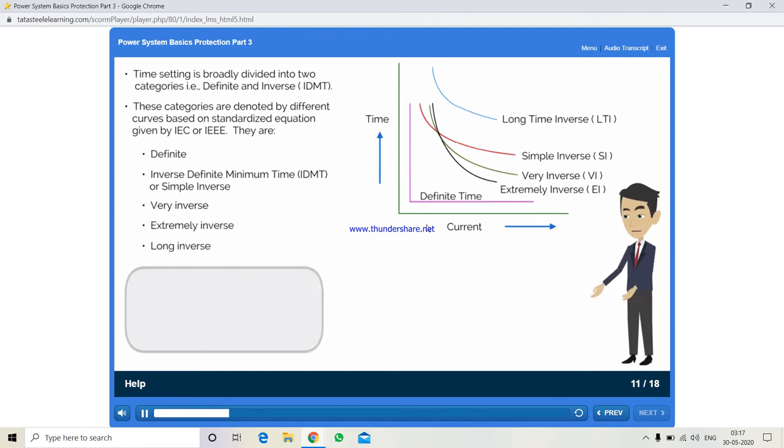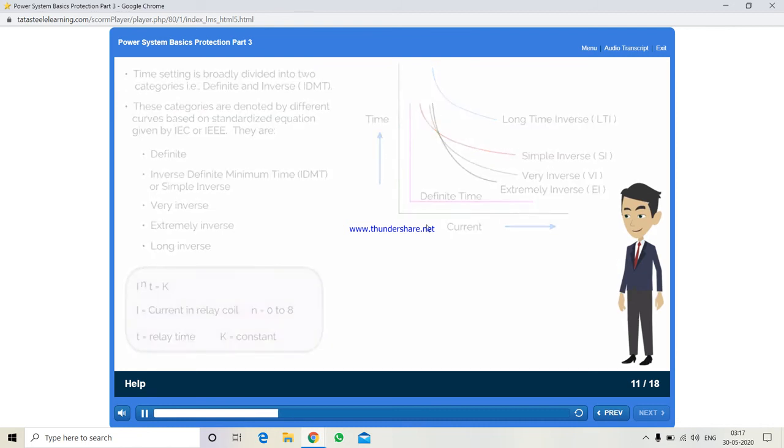As you can see here in this formula, I to the power n into t is equal to k, where I stands for current, t stands for relay time, k is a constant and n is a variable whose value starts from 0 and rises up to 8. Let us look at each of them in detail.